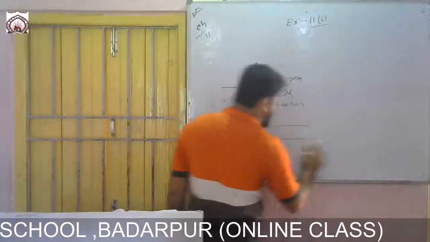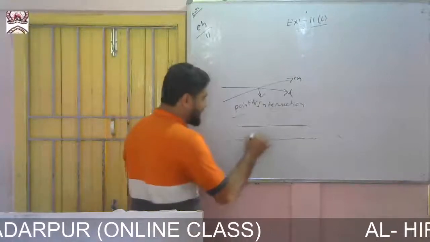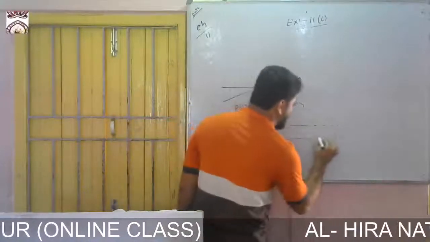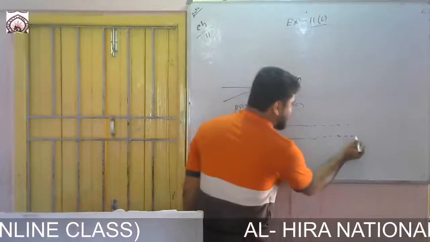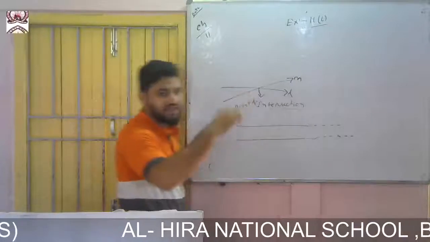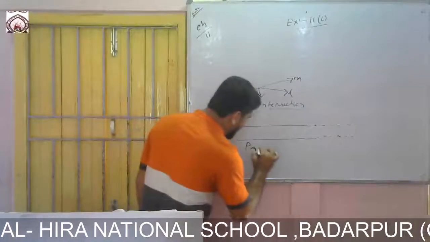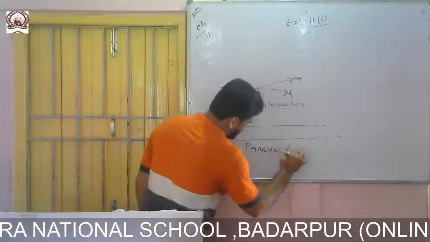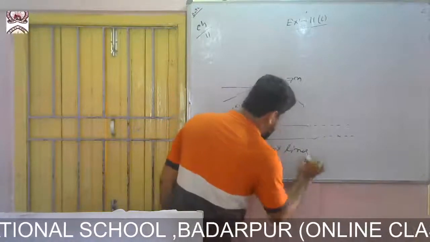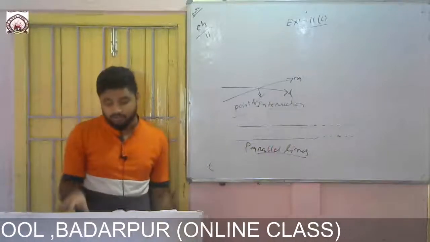The lines which never intersect are called parallel lines. So this line will continue like this, this one will continue like this. They will not get a chance to intersect, that means they will not get a chance to meet each other. These are called parallel lines. Understood?